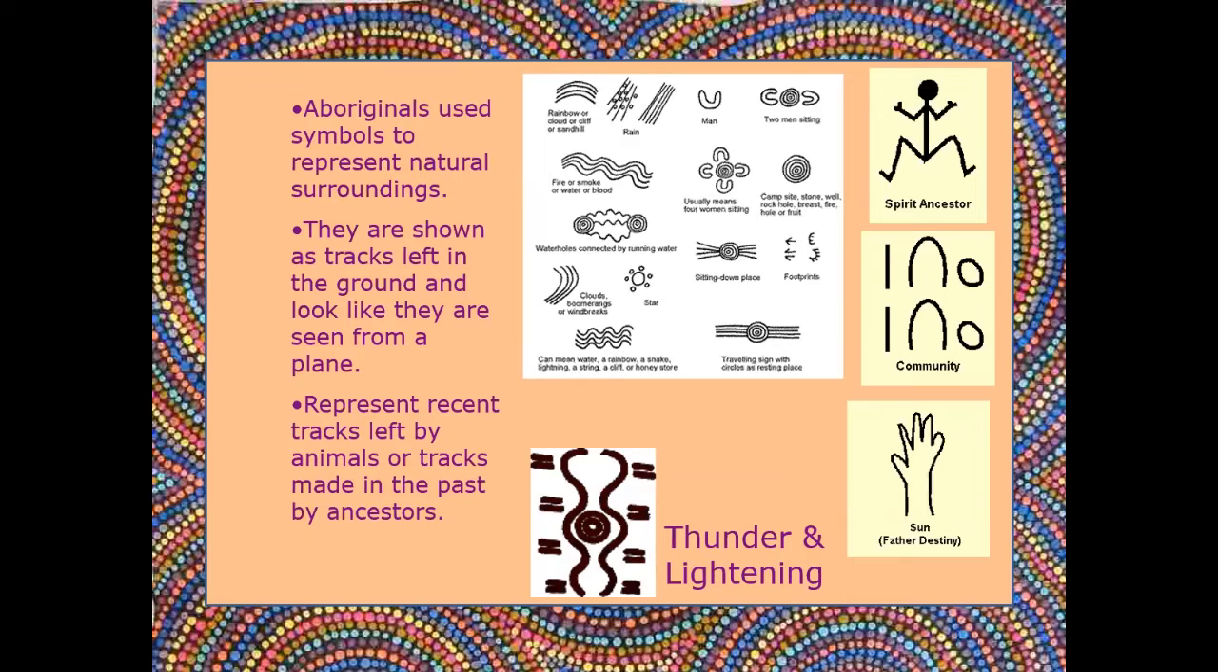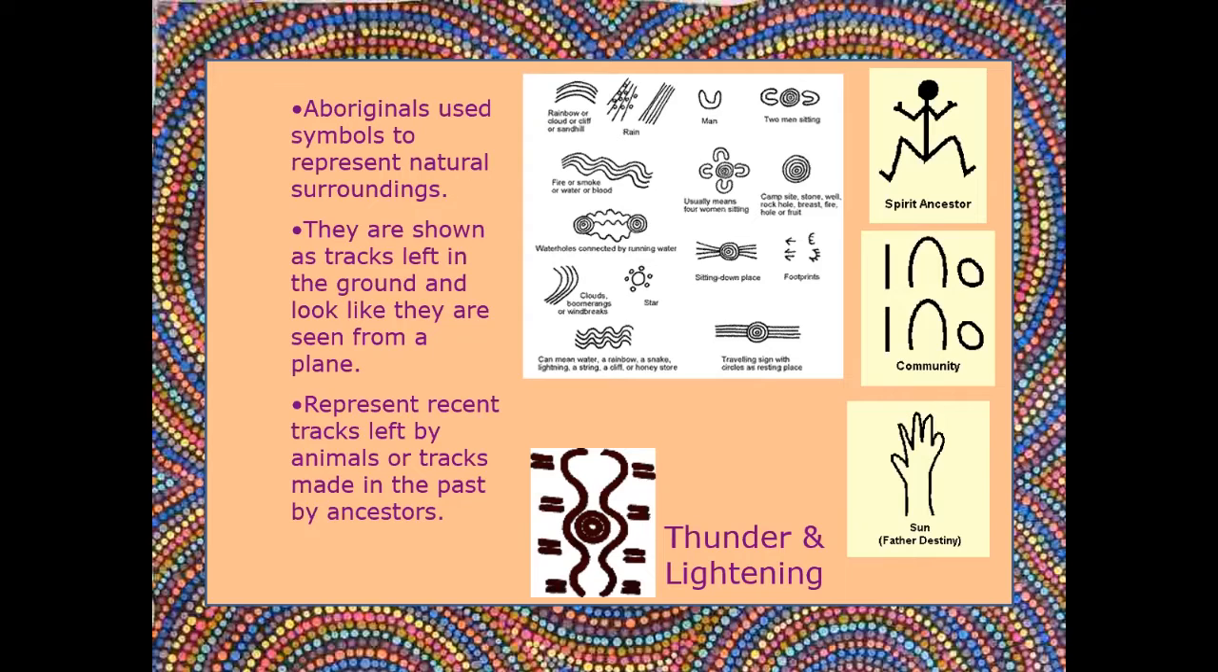Aboriginals use symbols to represent natural surroundings. They are shown as tracks left in the ground, and they look like they are seen from a plane or a bird's eye view. They represent recent tracks left by animals, or tracks made in the past by ancestors. So let's look at the symbols in here. Can you guys see this okay?